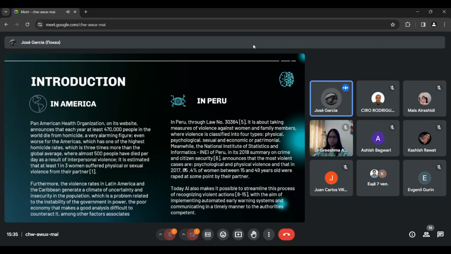Meanwhile, the National Institute of Statistics and Informatics, INEI of Peru, in its 2018 summary on crime and citizen security announced that the most common violence cases are psychological and physical violence. In 2017, 65.4% of women between 15 and 49 years old were abused at some point by their partners. Today, AI also makes it possible to streamline the process of recognizing violence actions, with the aim of implementing an automated early warning system and communicating in a timely manner to the competent authorities.